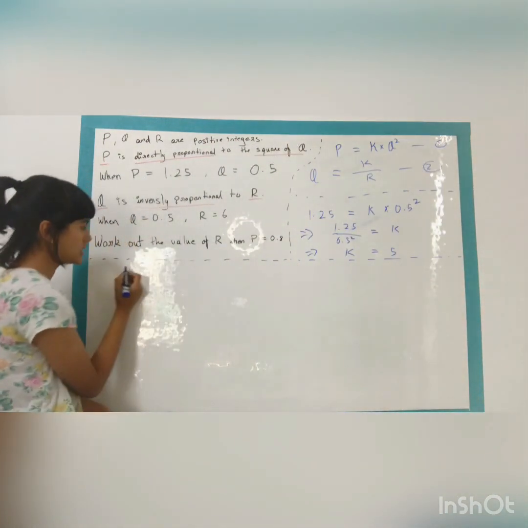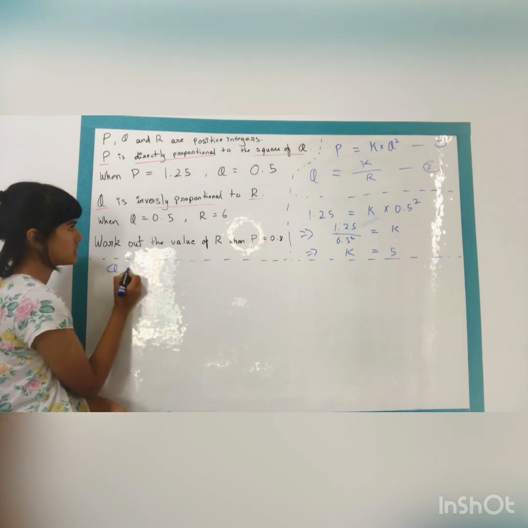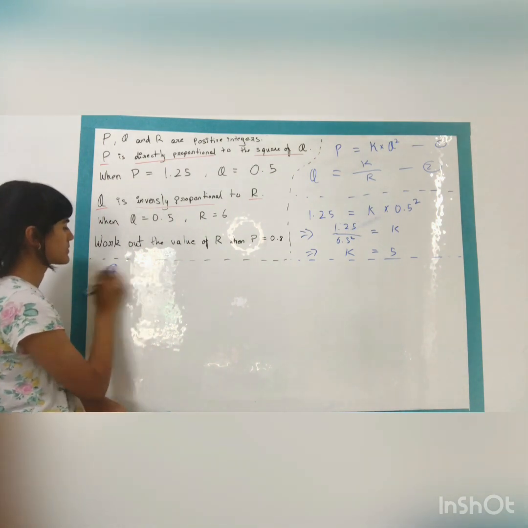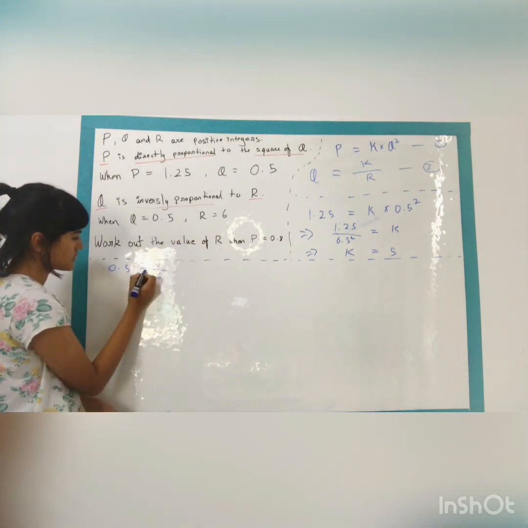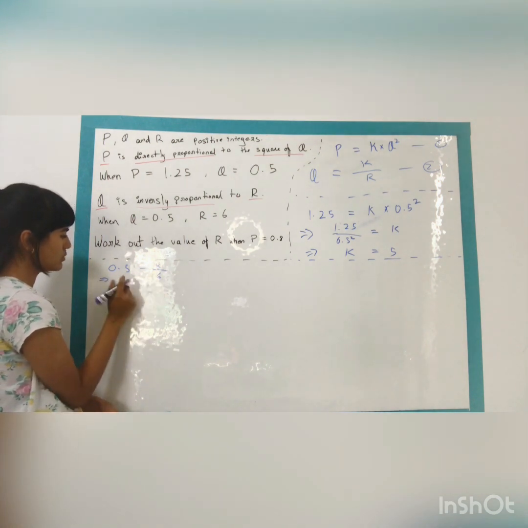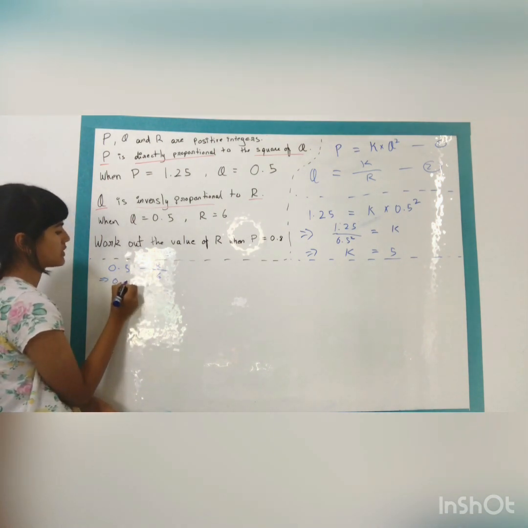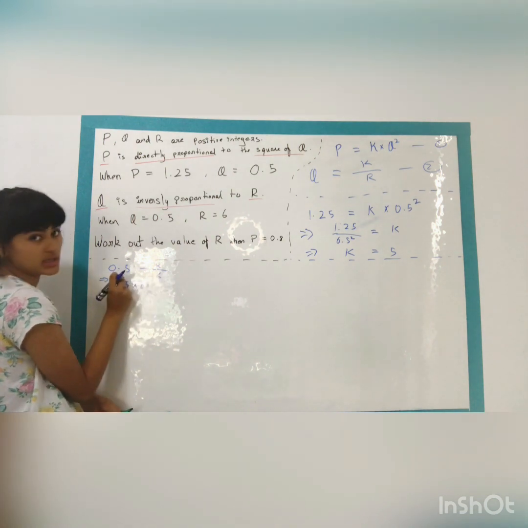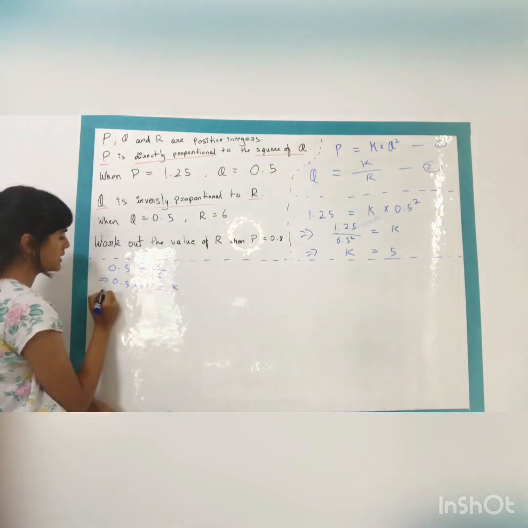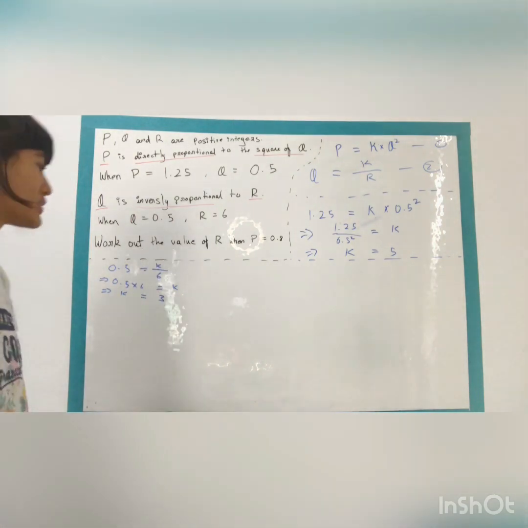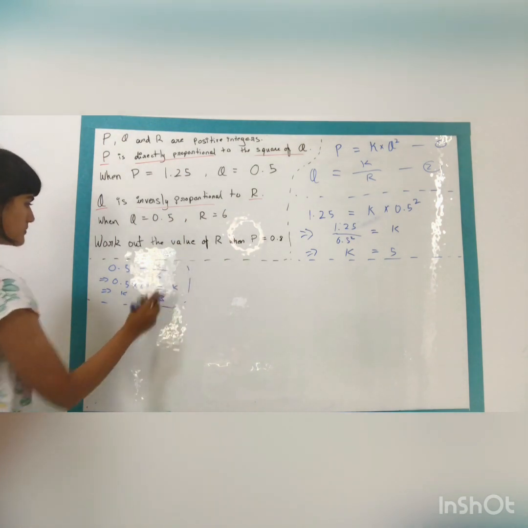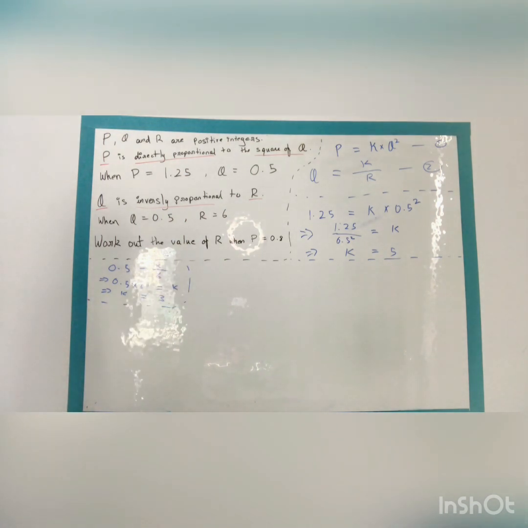The second one is right here. When Q is equal to 0.5, 0.5 is equal to K over 6. Bring this here: 0.5 times 6 is being divided here, so it gets multiplied, equal to K, which implies that K is equal to 3. This I can do in my head. Good?